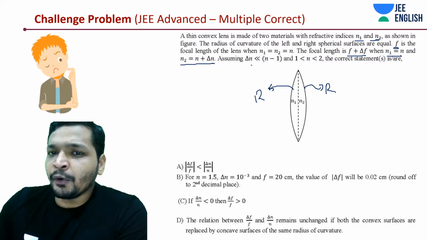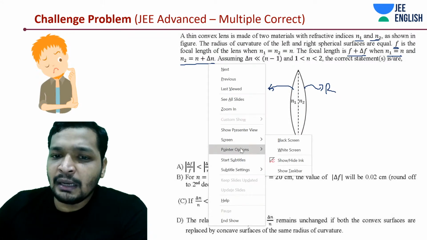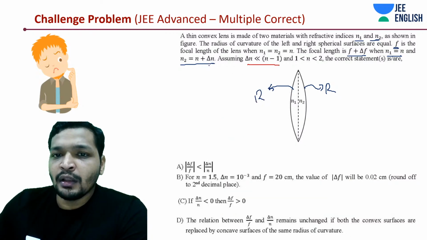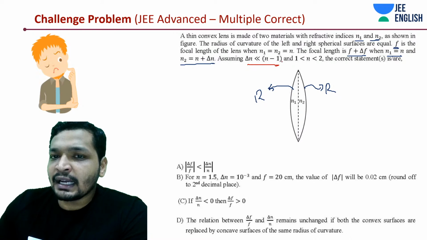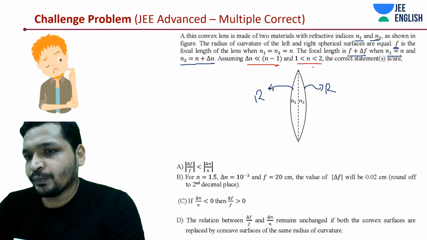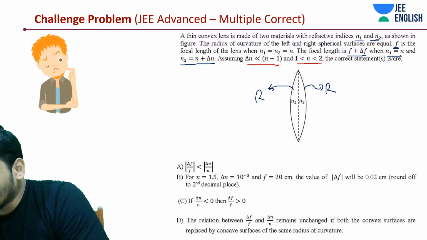And this is also very important to notice. This kind of thing you should not miss out in your exam. It will help you solve the question very quickly and analyze the question very quickly. Delta n is less than n minus 1, and similarly n lies between 1 and 2.